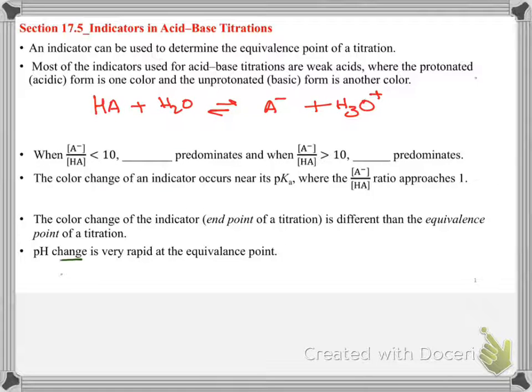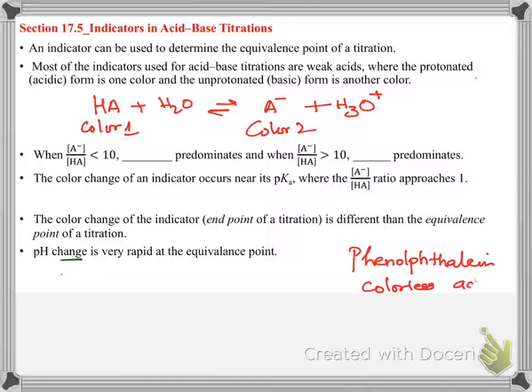That is an equilibrium reaction. So here if you add the indicator in this weak acid solution, it will show one color in the acidic medium but another color in the basic medium. So what it means is, if the solution is acidic, let's take an example of this indicator, phenolphthalein. Phenolphthalein is colorless in the acidic medium, but it shows pink color when the solution is basic.